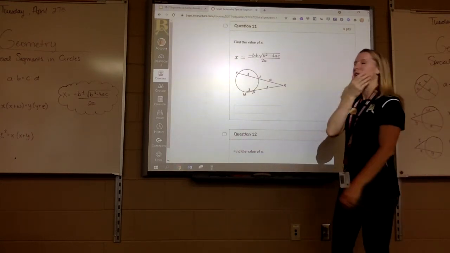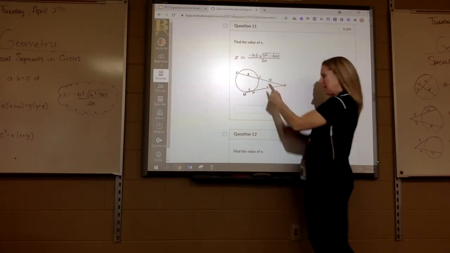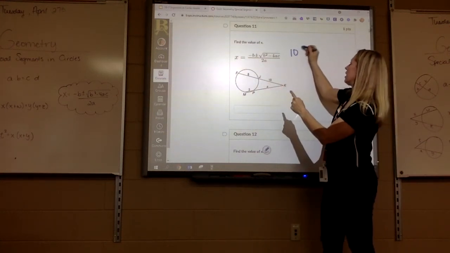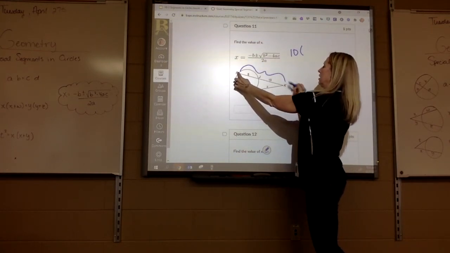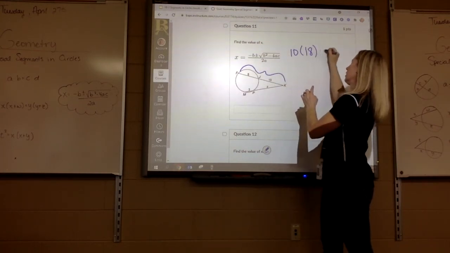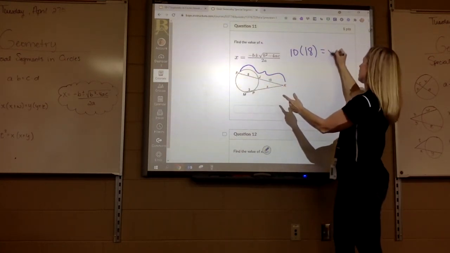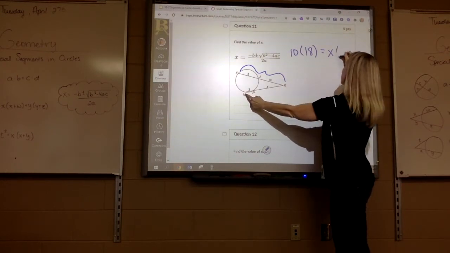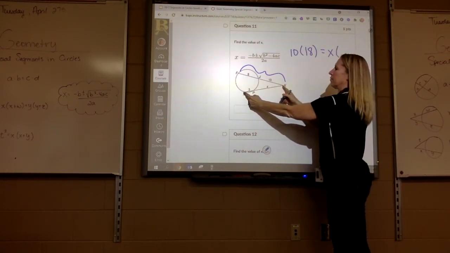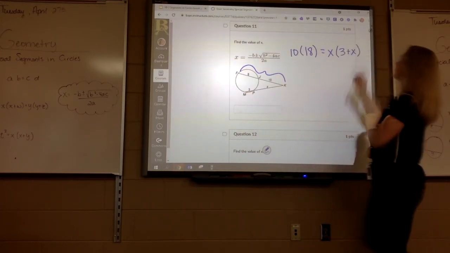Okay, so let's just start at the top. Do you guys see how the outside piece is 10? So outside piece is 10 times the entire length. What's the entire length? 18. Okay. So outside piece times the entire length equals outside piece times the entire length. What's that entire length? 3 plus x. Okay.